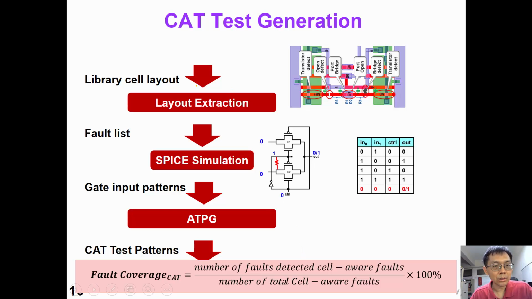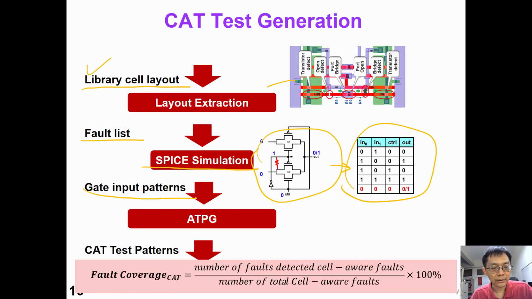So this is a general flowchart of cell-aware test generation. Given a cell library and its layout, we perform layout extraction. We extract the fault list and run fault simulation on this schematic using SPICE, and then we obtain a list of useful input patterns. We give these patterns to ATPG to generate cell-aware test patterns.